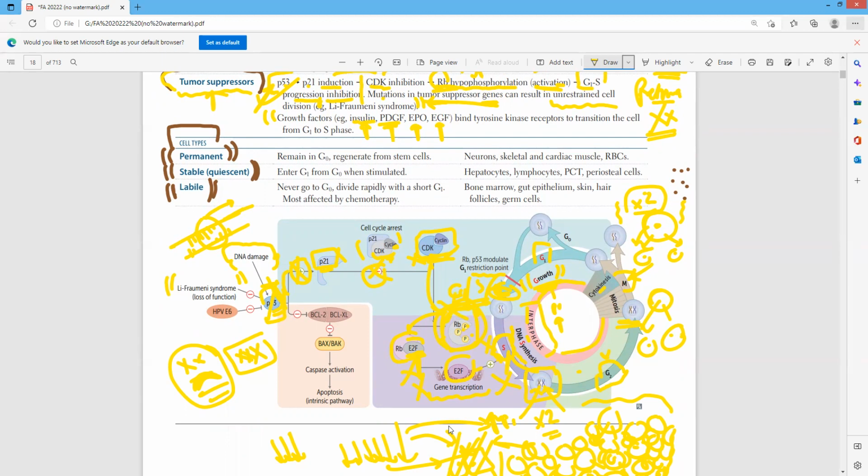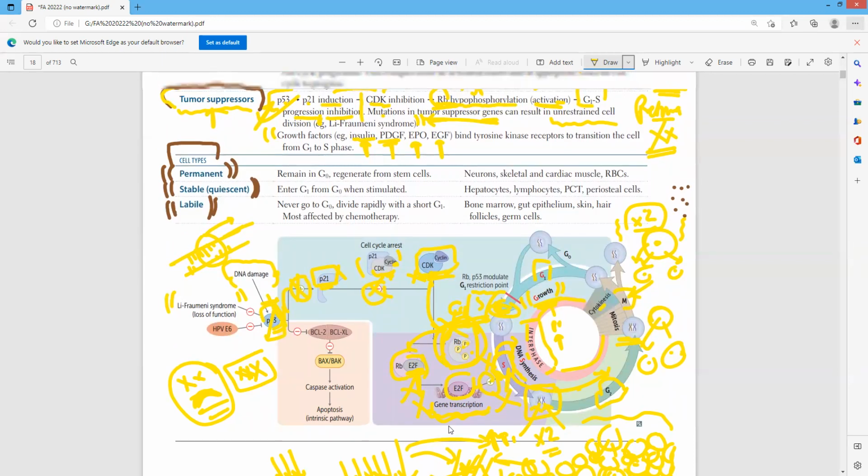So when it is inactive, you will have E2F, and it undergoes gene transcription, and when it undergoes gene transcription, it will increase what? It will increase proteins needed for DNA synthesis, and it will go through the cycle. So you will have Li-Fraumeni syndrome.